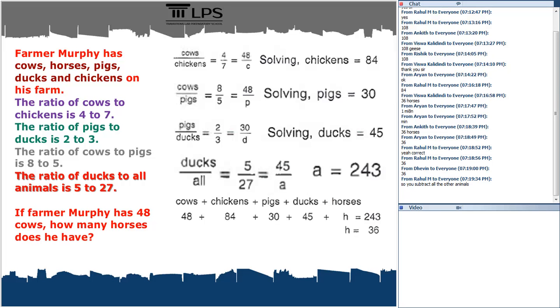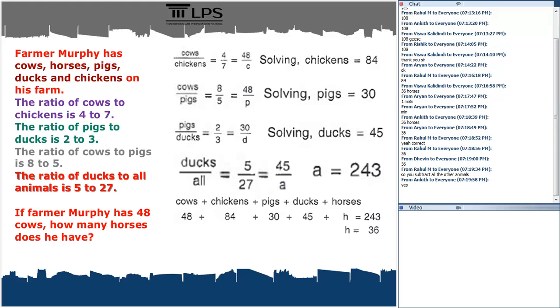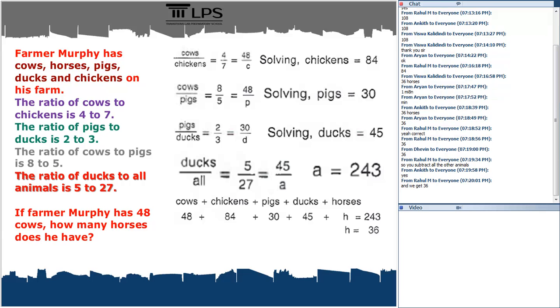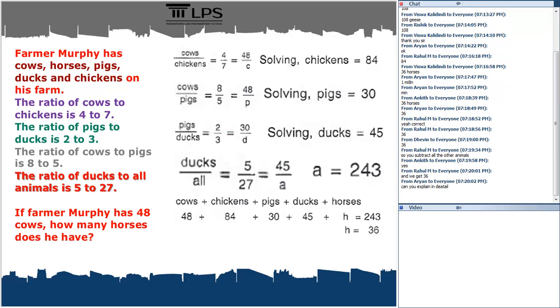Rahul had a doubt here, but I think it's answered. You can use the chat box if there is any confusion for anyone. Is everybody with me and is all right? Everything is all right? Use the chat box, please, if you have any doubt. Yes, okay. Aniket says yes. Yes, Rahul got 36. Very good. Aryan is asking, can you explain in detail? Of course I can. Of course I can explain this in detail.